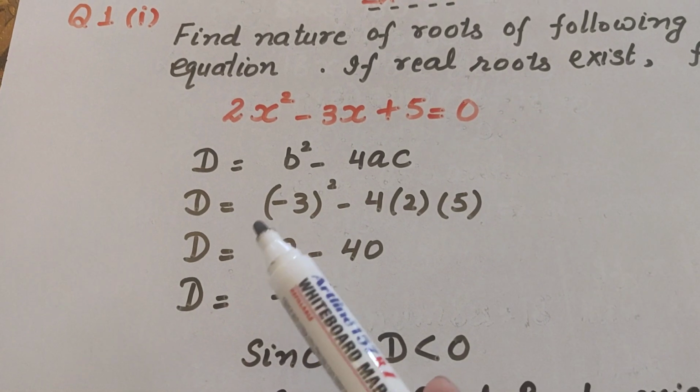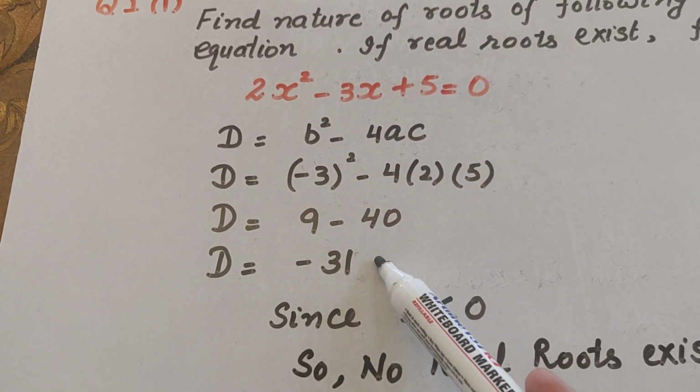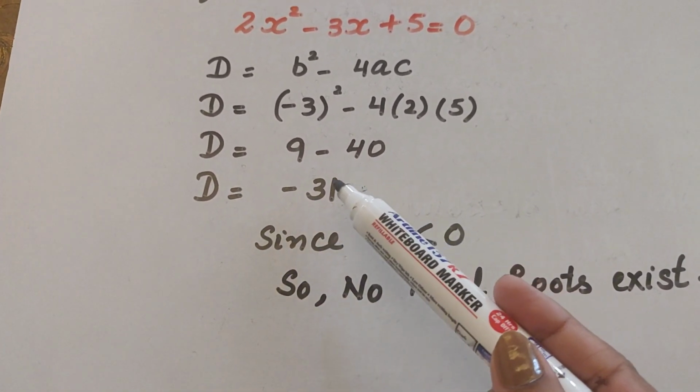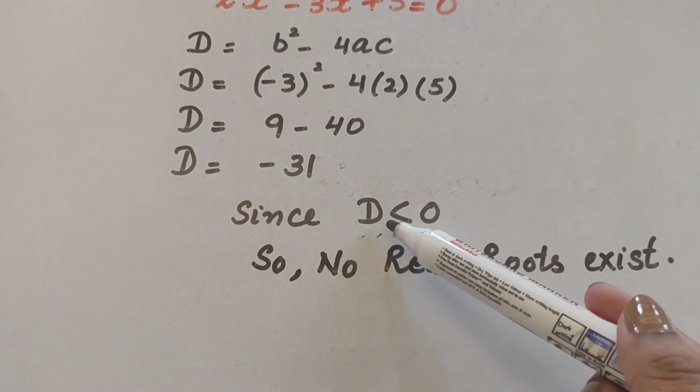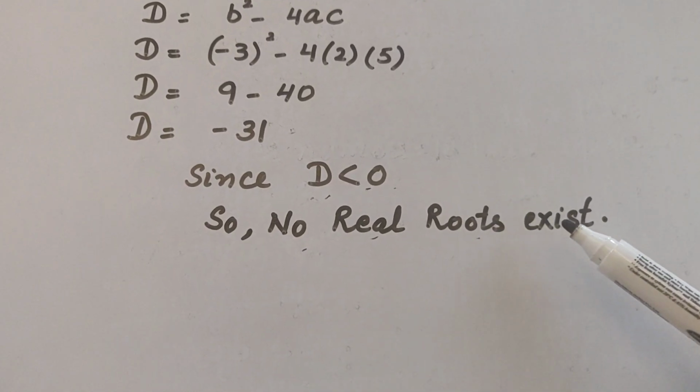Here I have found D. D means b square minus 4ac. And after solving it, I got minus 31. And since minus 31 is less than 0, it is a negative number, so I have written D is less than 0. That means no real roots exist.